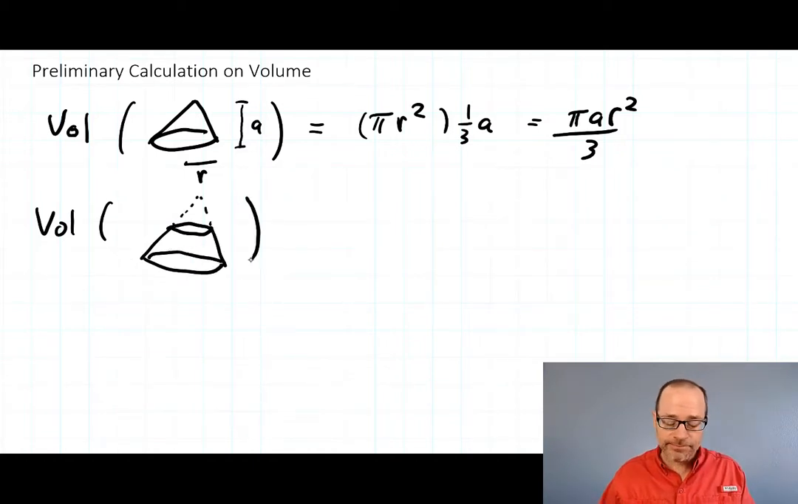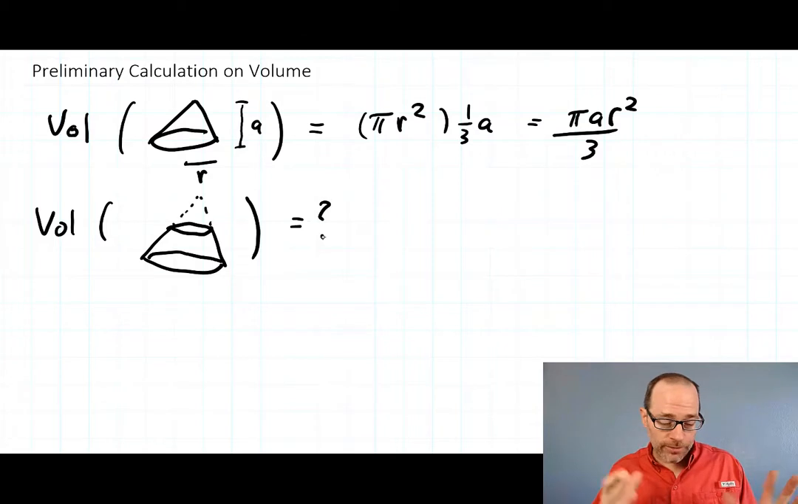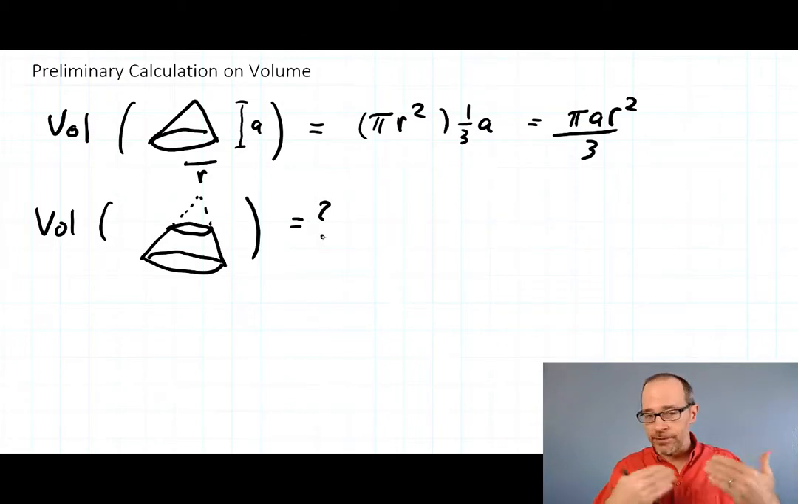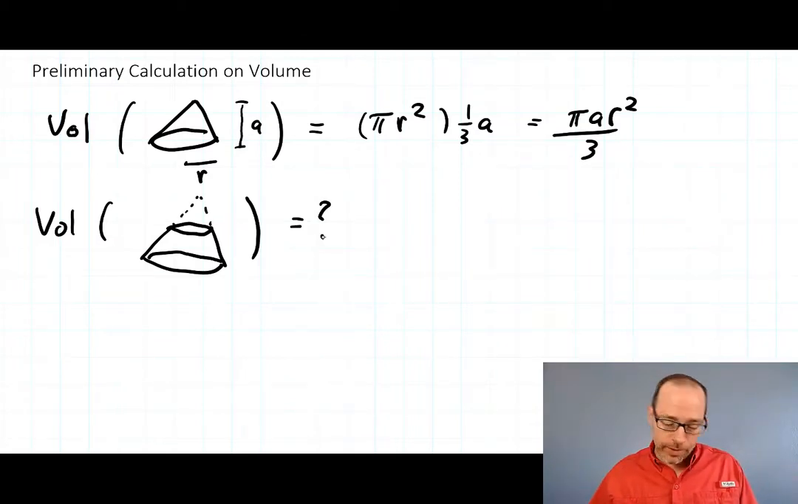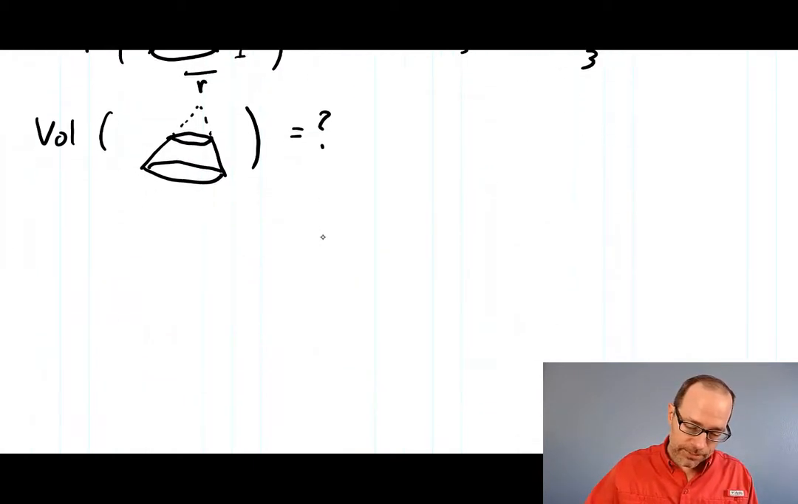Volume of that. All right, so to do this, we're going to take the volume of the whole thing and then subtract off the volume of the top. So we know the volume of the whole thing, it's just how is that related to the volume of the top. So let's set up some notation here.